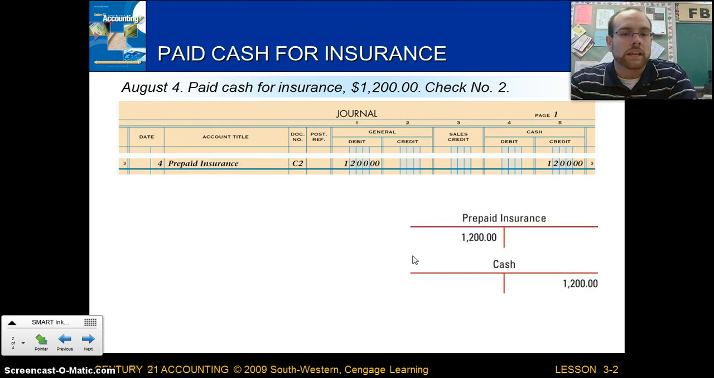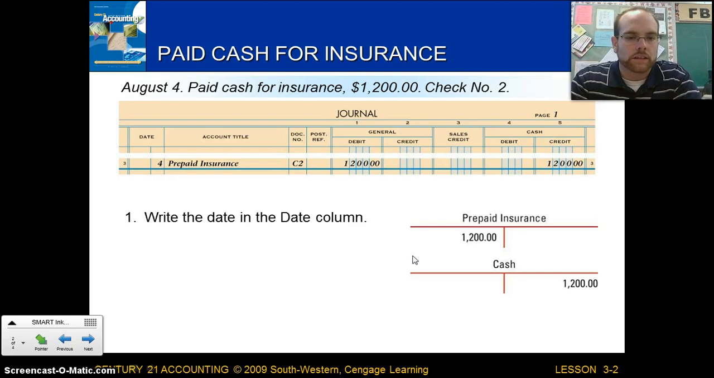So we got our journal, and the first thing, as usual, make sure you understand which two accounts are affected. We end up with cash and prepaid insurance as the two affected accounts. So the first thing we need to do is write the date in the date column. So we do that for August 4th, and keep in mind we don't have to put the August, because we know, since we've already posted previous journal entries, that we're in August.